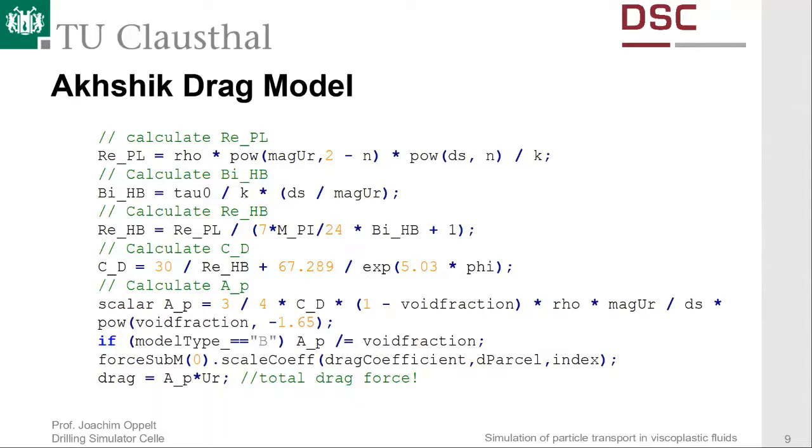Here, I also briefly want to show you how this model looks. The most important part are the calculations on the following slides. For the Ashkik drag model, we use the Reynolds number for power law fluids and the Bingham number for Herschel-Bulkley fluids. From that, we calculate the Reynolds number for Herschel-Bulkley fluids, and then consecutively we arrive at the end at our total drag force.